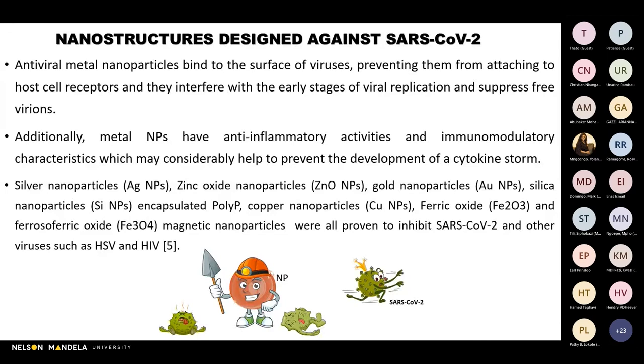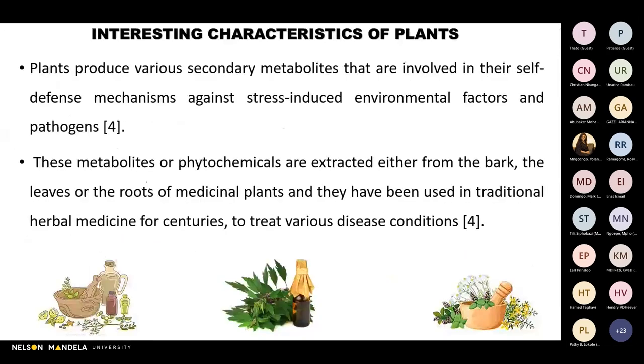So amongst nanoparticles that were proven to inhibit SARS-CoV-2 and other viruses such as HSV and HIV, as also mentioned in the previous presentations here, you have silver nanoparticles, zinc oxide nanoparticles, and gold nanoparticles, amongst other nanoparticles. I wouldn't want to cite all of them here due to the time that is given to me for this presentation. Now, let's look at some interesting characteristics of plants.